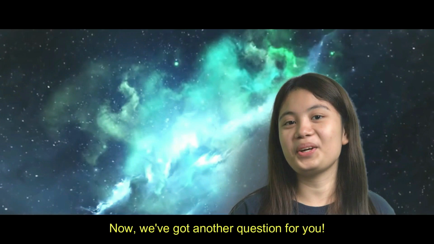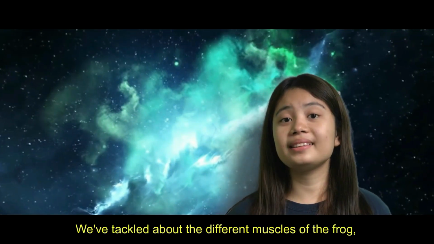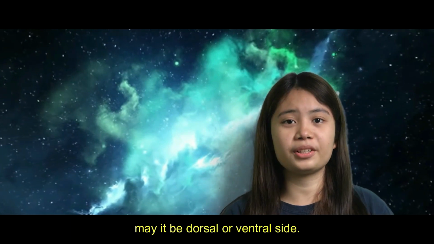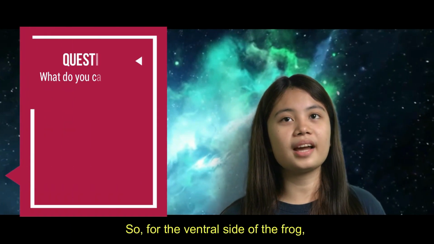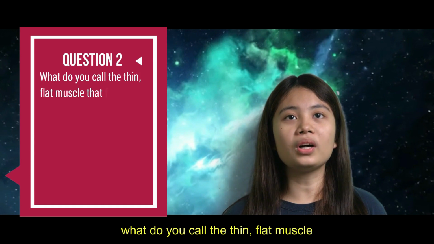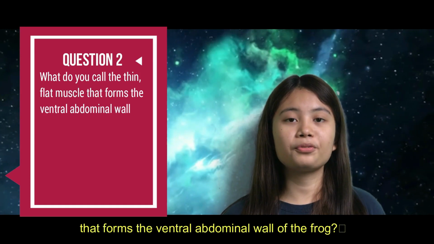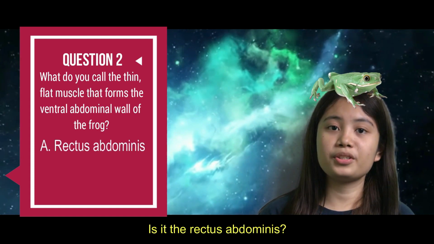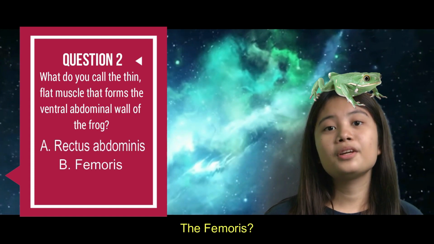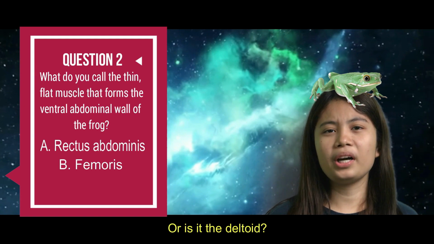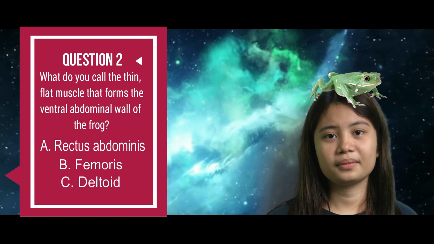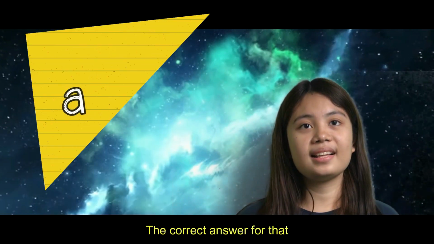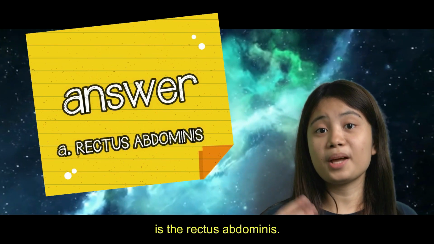Now we've got another question for you. We've tackled the different muscles of the frog, may it be dorsal or ventral side. So for the ventral side of the frog, what do you call the thin, flat muscle that forms the ventral abdominal wall of the frog? Is it the rectus abdominis, the femoris, or the deltoid? The correct answer for that is the rectus abdominis.